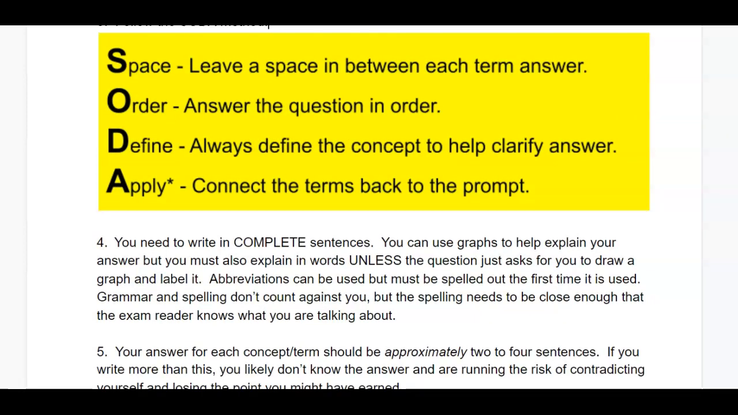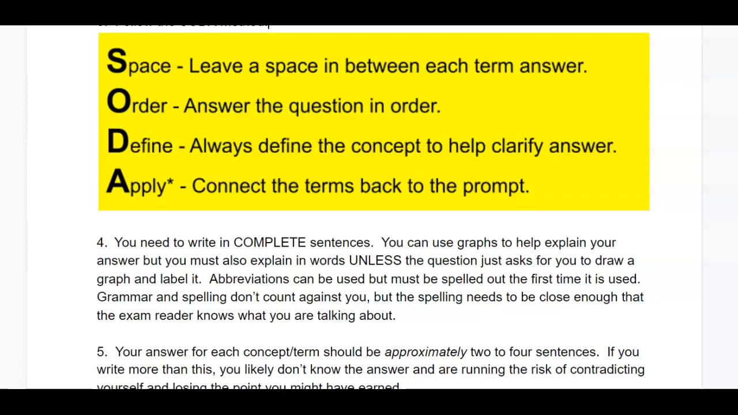You need to write in complete sentences. You can use graphs to help explain your answers, but they must be explained in words unless it asks you to specifically draw something and label it. Grammar doesn't count against you. Spelling doesn't count against you, but it needs to be phonetically close to what the word is so that we can sound it out.